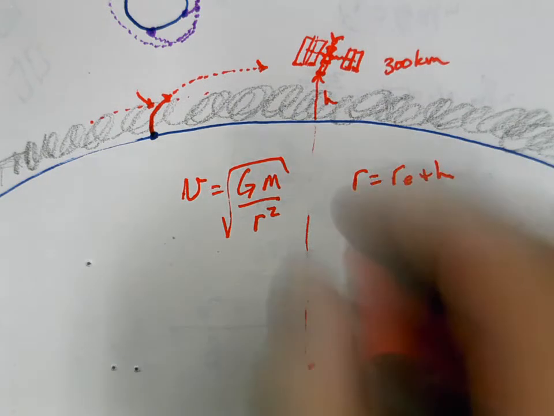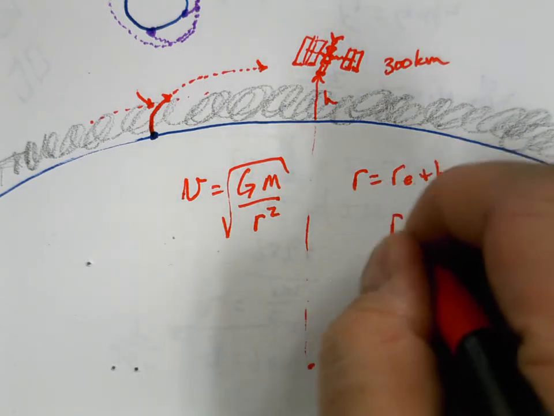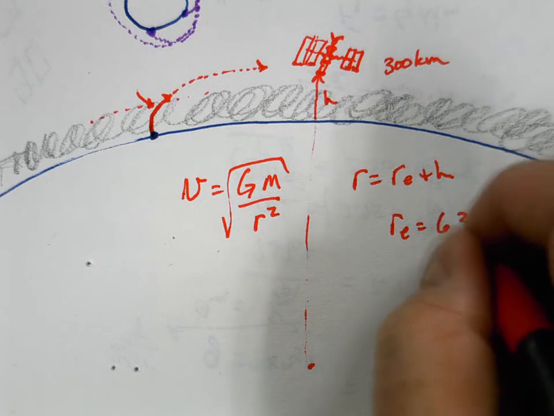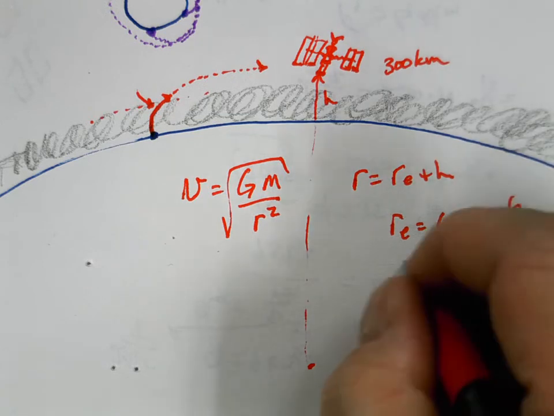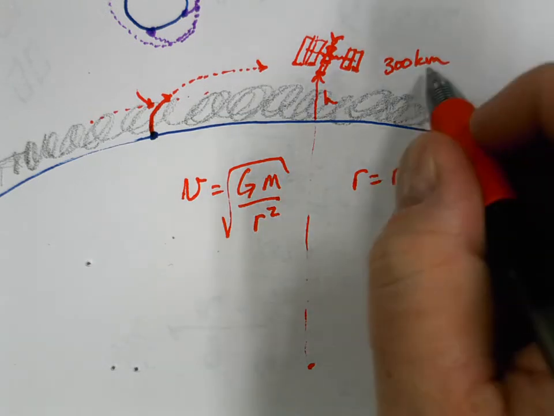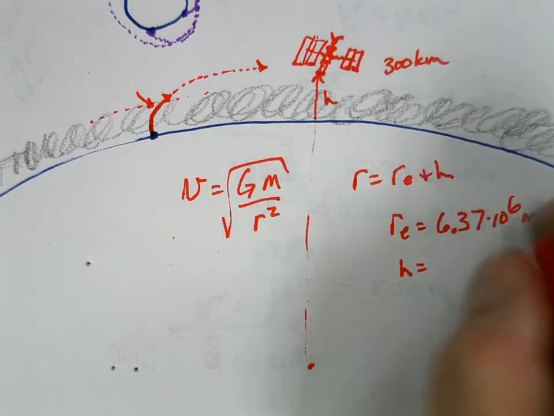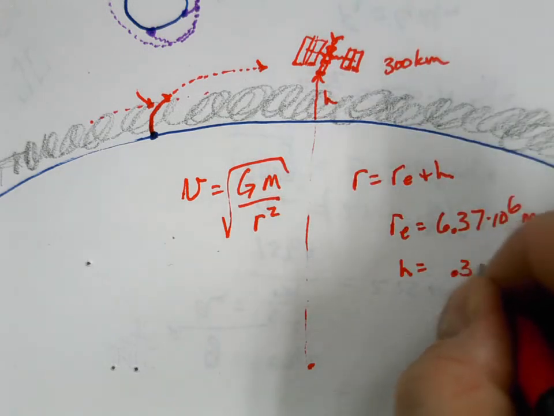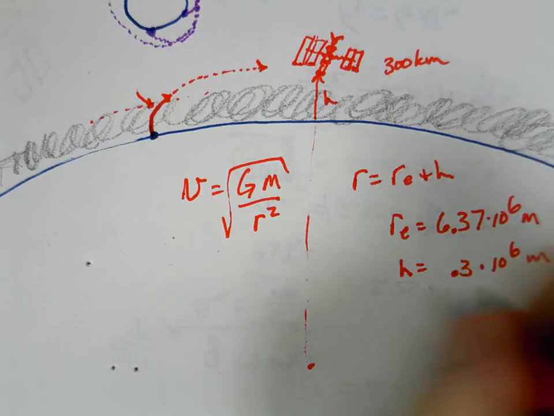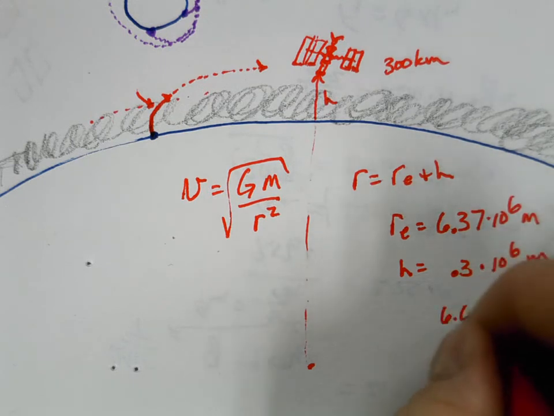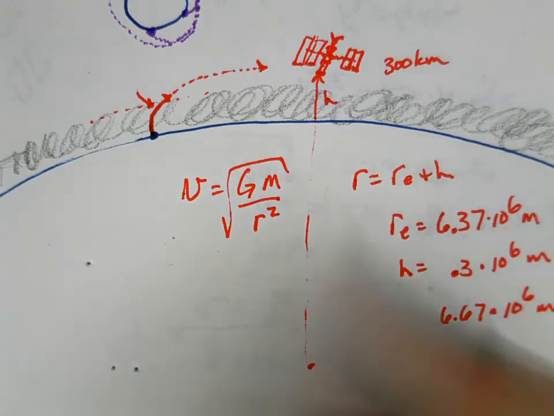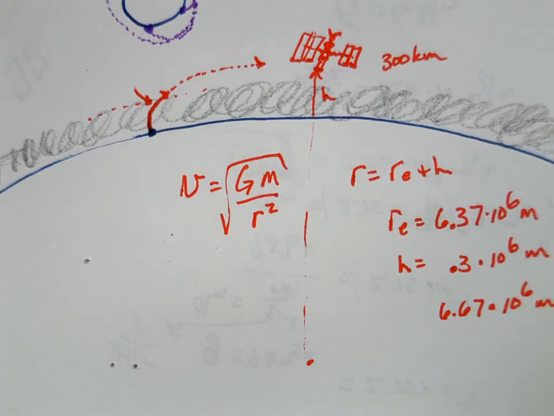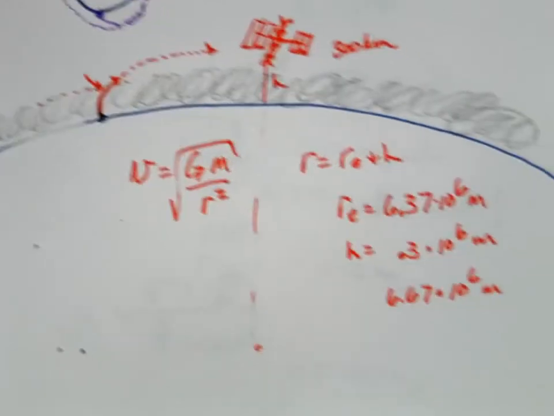All right, so what are these things? Well, the radius of the Earth equals 6.37 times 10 to the 6th meters, and the height is 300 kilometers, which is 3 times 10 to the 5th, but we want to get into the 10 to the 6th, so it's going to be 0.3 times 10 to the 6th meters. That gives us a total of 6.67 times 10 to the 6th meters. The fact that this is 6.67 and G also starts with 6.67 is an artifact of coincidence. They have nothing to do with each other, it just happens that way.